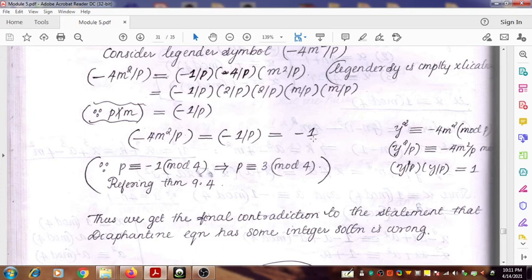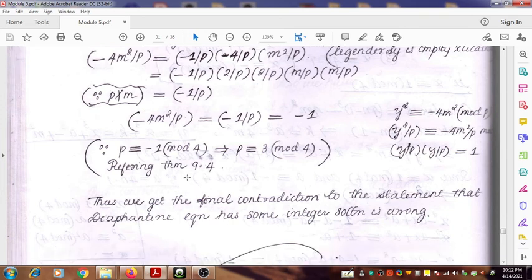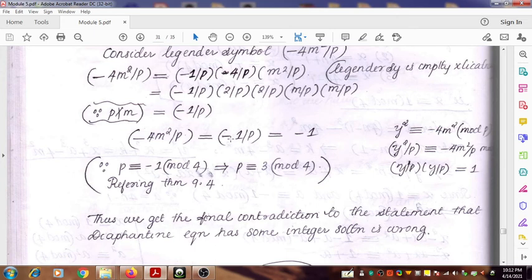And also you can see what is written here: y squared is congruent to -4m squared mod p. Therefore, this is the value of (y | p) times (y | p), and that's (y squared | p). We obtain that (-1 | p) equals -1 because p is congruent to -1 mod 4.